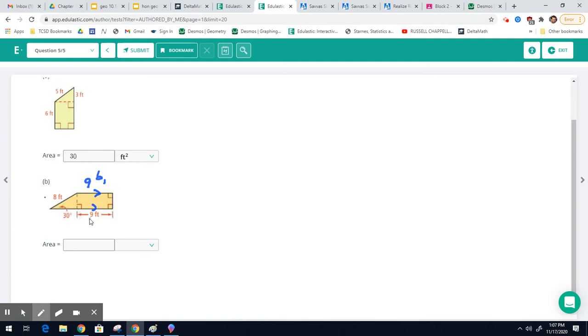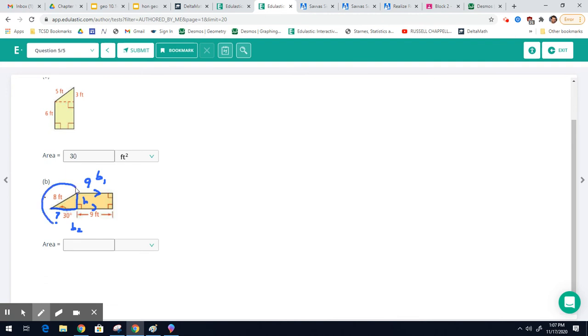So I do know base 1. Base 2 goes all the way across this bottom side, and I don't think I know what that part is yet. So I don't know base 2. And then my height is here. It's also out here, but I don't know my height yet either. So I got some work to do.